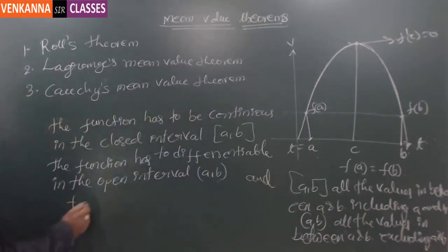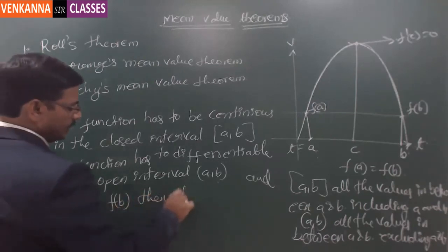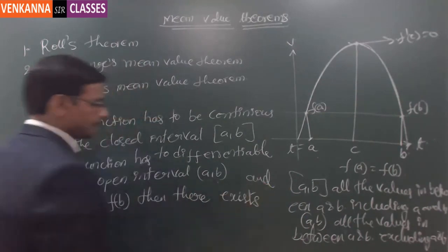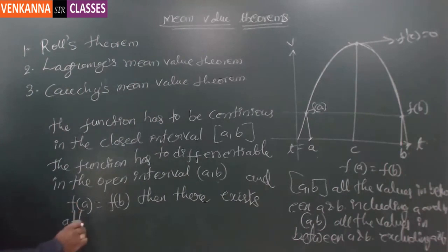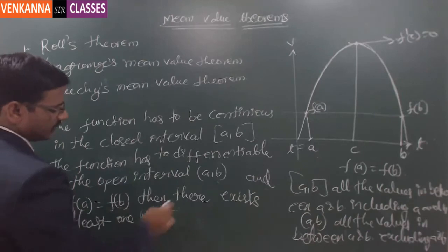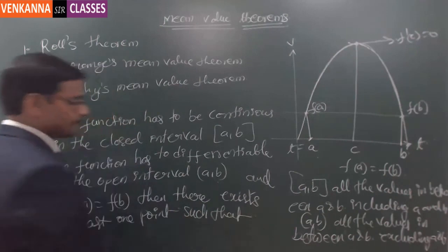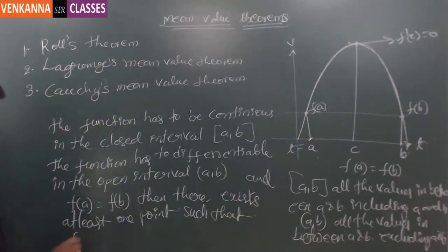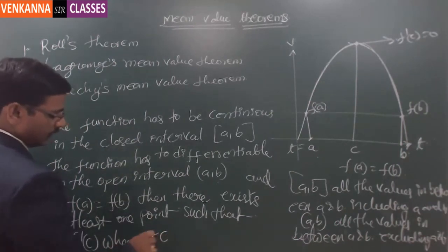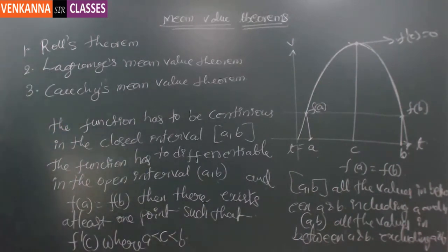And f of a is equal to f of b, then there exists at least one point c such that f dash of c is equal to 0, where c is in between a and b. So this is what Rolle's theorem states.